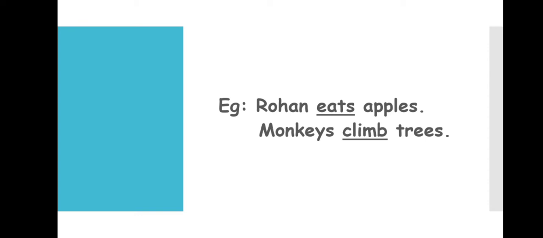Look at the next example. Monkeys climb trees. Here the subject is monkeys. And what are the monkeys doing? They are climbing trees. So climb is the main action done by the subject monkeys. So climb is the main verb. Main verbs can be, for example, dance, sing, run, jump, skip, eat, write, read. A lot of main actions done by the subject, that is person, animal, or thing. Those action words can be main verbs.